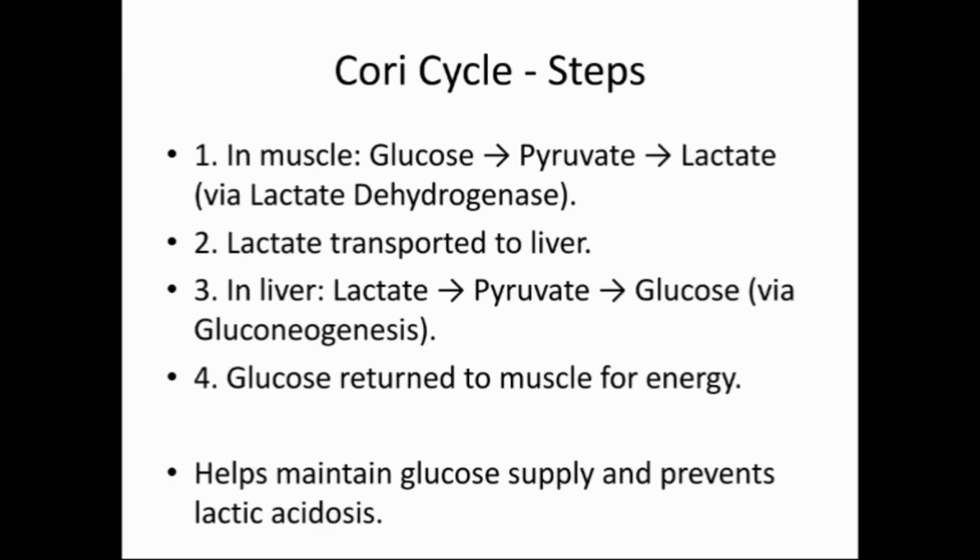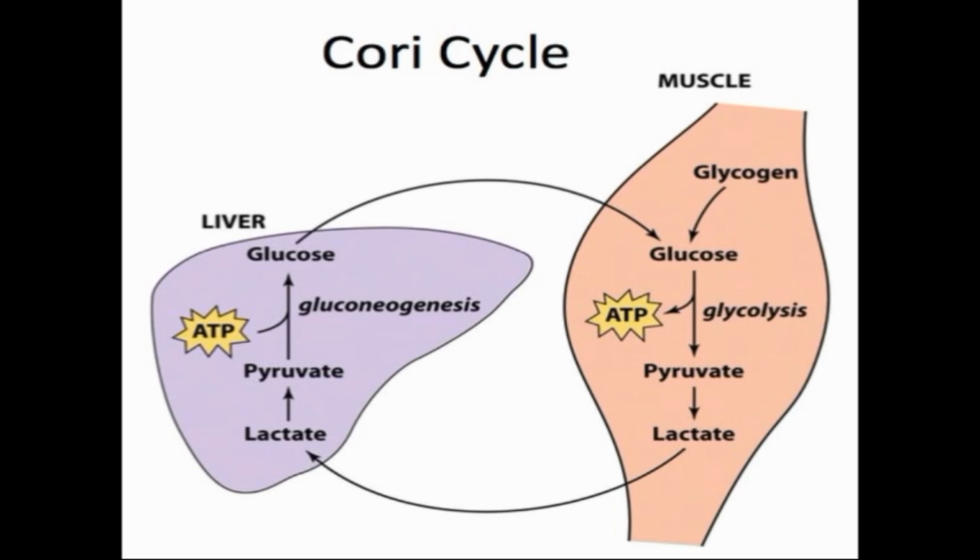In muscle cells, glucose is broken down into pyruvate, but due to lack of oxygen, pyruvate is converted to lactate. Lactate is transported to the liver. In the liver, lactate is converted back to pyruvate, and then through gluconeogenesis, it is turned back into glucose. This glucose is then released into the blood and taken up by the muscles again. Here I have pinned a picture through which we can understand the whole process.